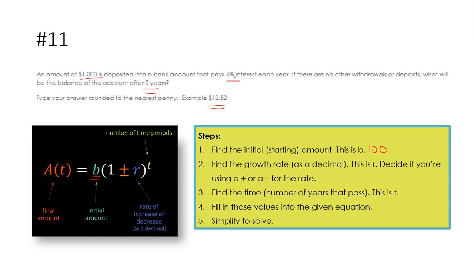Find the growth rate. It tells me 4%. Write it as a decimal. Just like we did in the last example, we divide that by 100. Okay, it tells me that it pays 4% every year. So if it's paying me, I'm growing. Okay, so that should help you determine your plus or your minus. The time, I want to know after 5 years. There's your T. Put all that in, simplify to solve. Write your answer to the nearest penny or 2 decimal places.